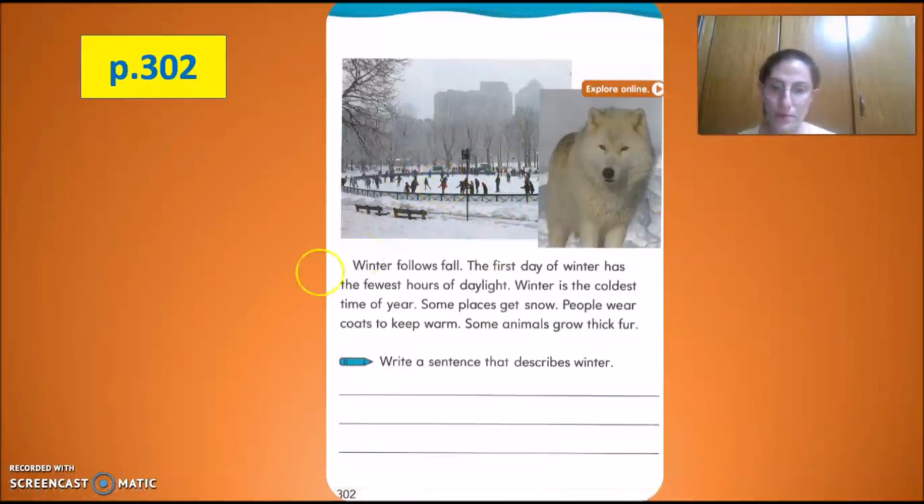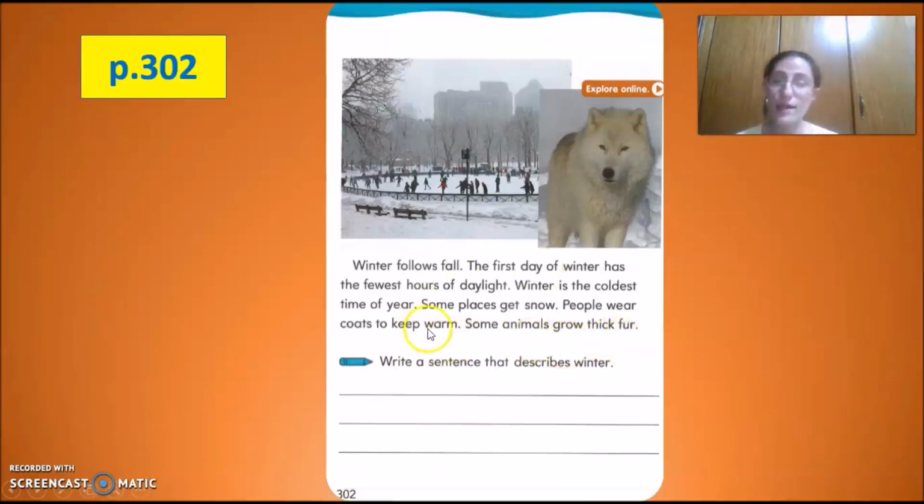To stay warm. Let's read together. Winter follows fall. The first day of winter has the fewest hours of daylight. Winter is the coldest time of year. Some places get snow. People wear coats to keep warm. Some animals grow thick fur.